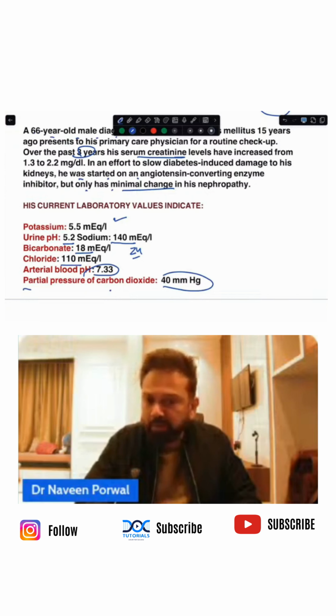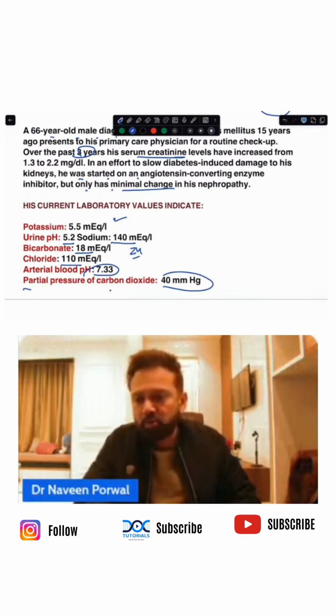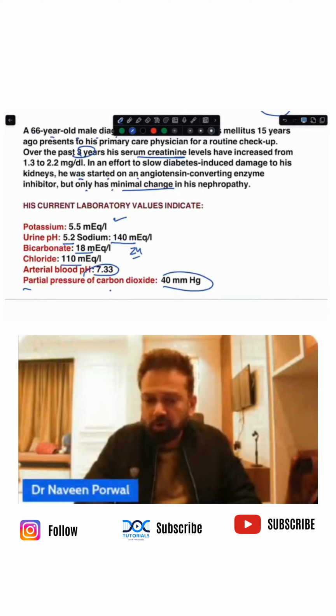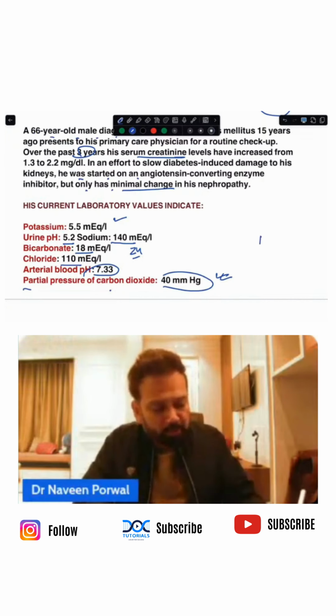Is it metabolic acidosis, metabolic alkalosis, respiratory acidosis, or respiratory alkalosis? What do you think the answer is? See, it is 40 mmHg, so it is not a problem. It is normal. The problem is with bicarbonate, so it is metabolic acidosis. There is some problem when there is a metabolic acidosis.